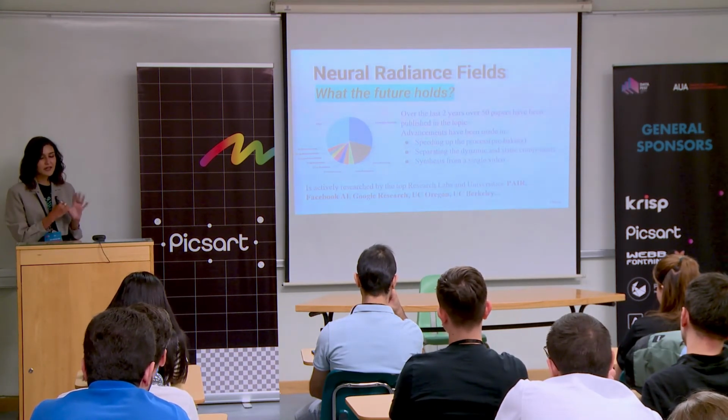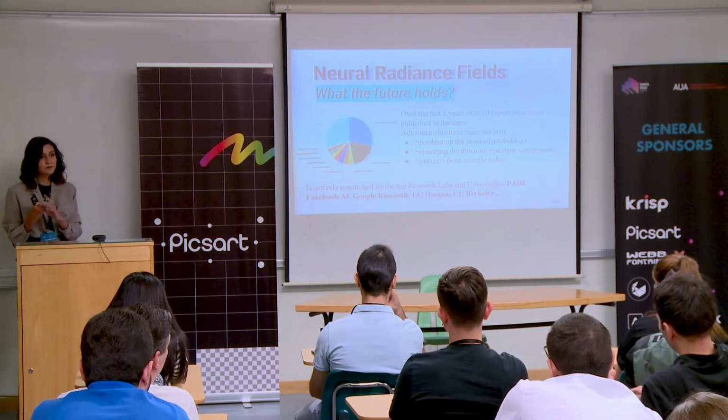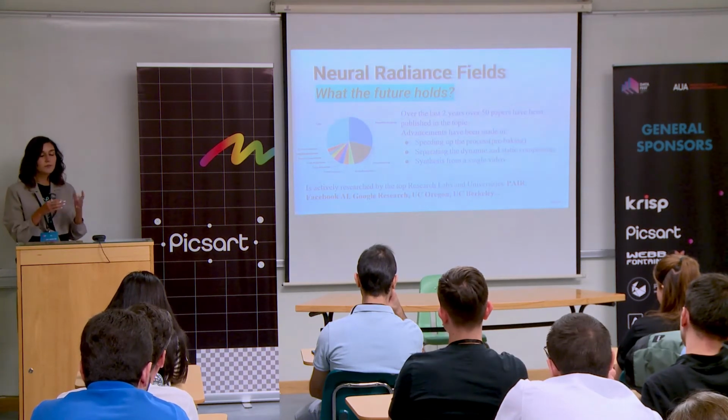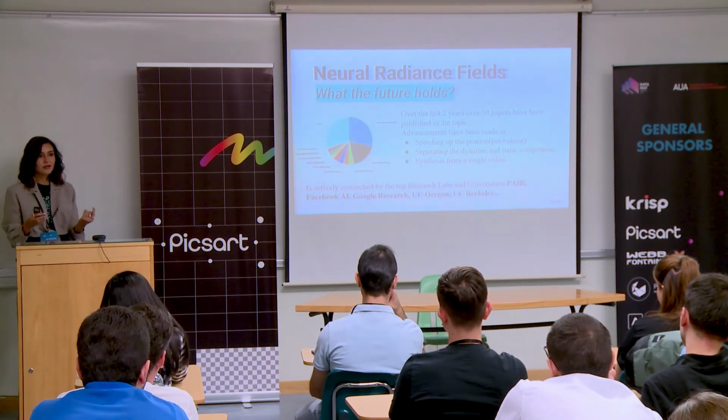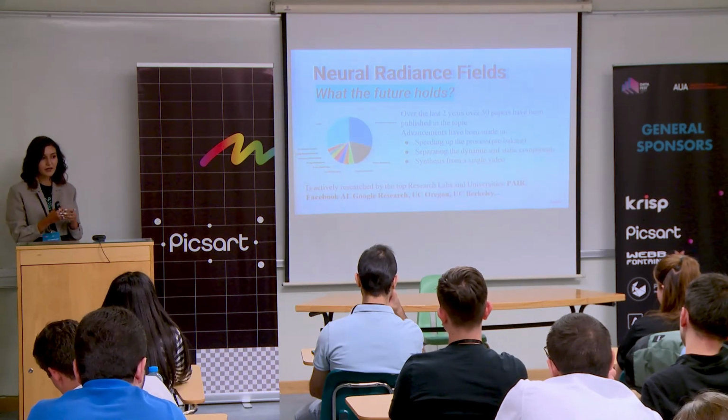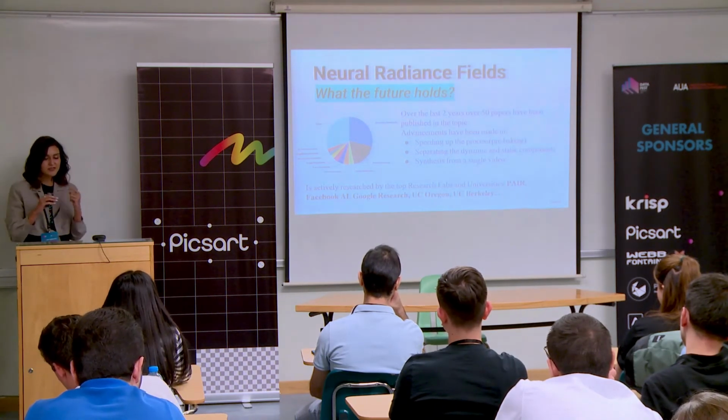So advancements have already been made, such as speeding up the process. There is the technology known as pre-baking. So we know what the model is going to be. We generate the embedding layers beforehand, and then we try to approximate, fit a single scene to a single model.